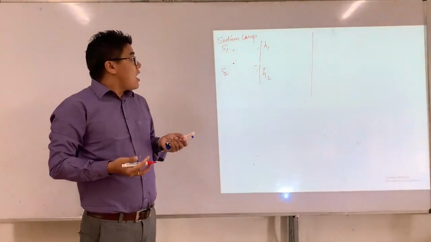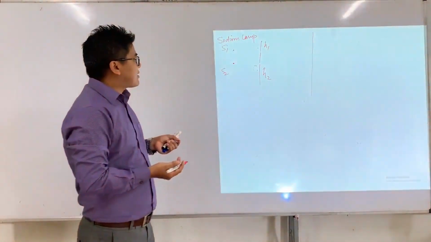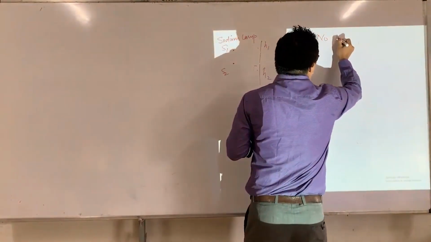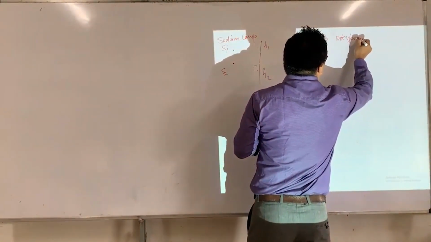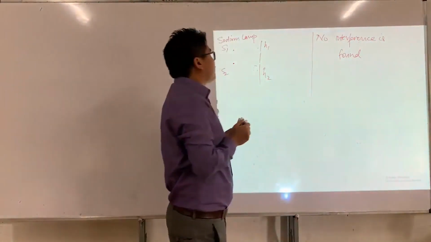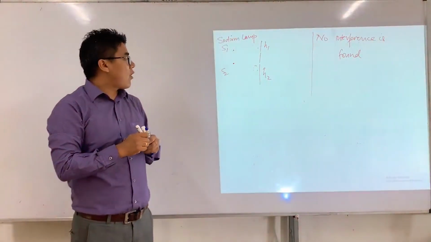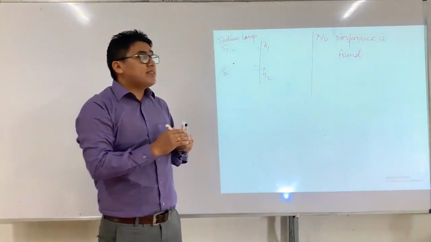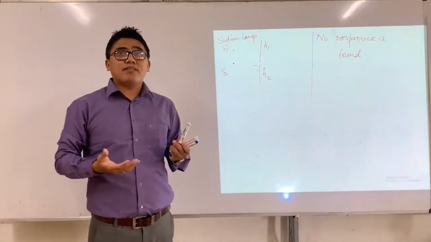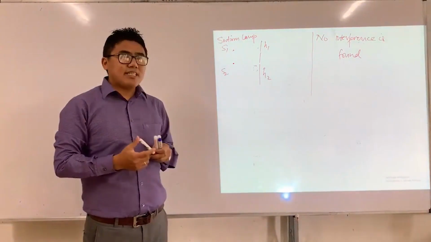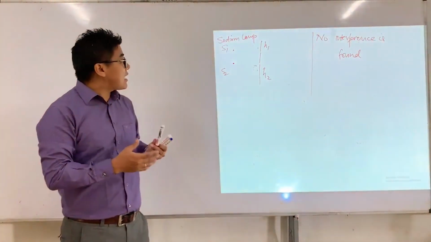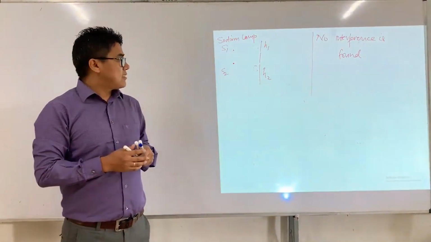And now this is the point. However, what we found is that we won't get interference. No interference is found on the screen. So now the question arises: why does interference not take place on the screen, even though we have a single wavelength or single frequency light?